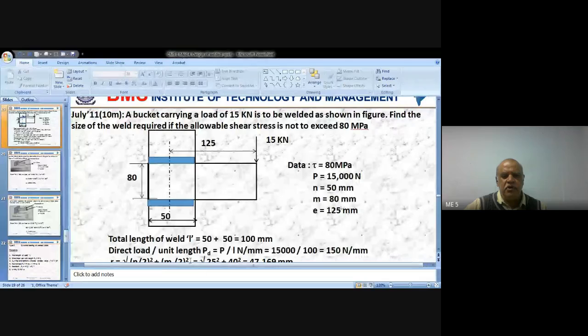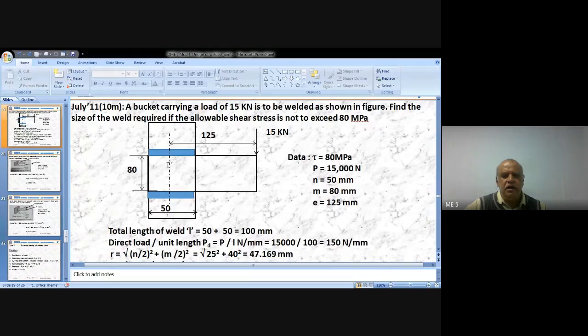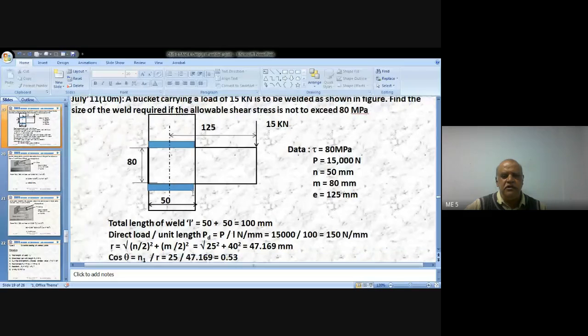Next, direct load per unit length is 15,000 divided by 100. That will give you 150 Newton per millimeter. Radius is N by 2 square plus M by 2 square, okay? And your CG is going to be at the center, correct? You look at the data handbook over there. For this type of weld, CG is directly available, right? So for the first four, getting CG is simple.